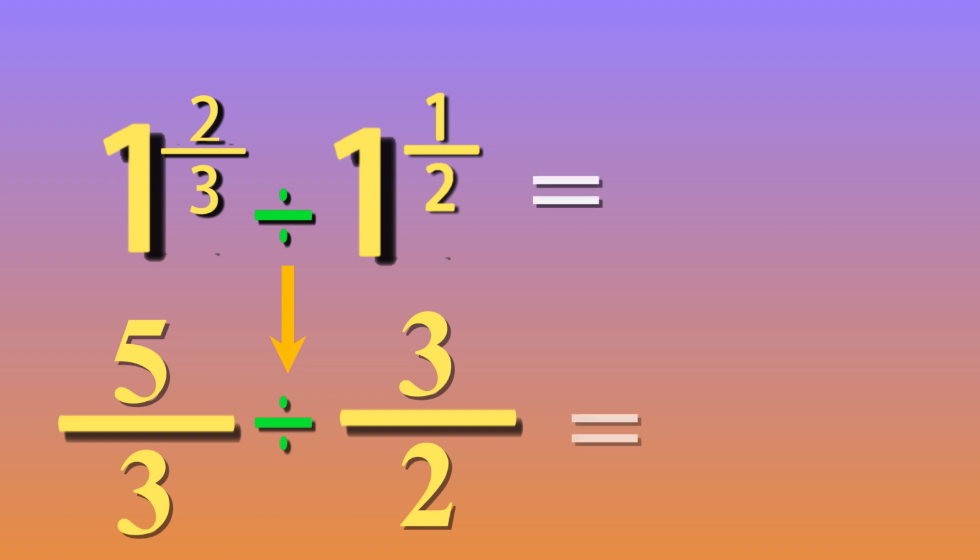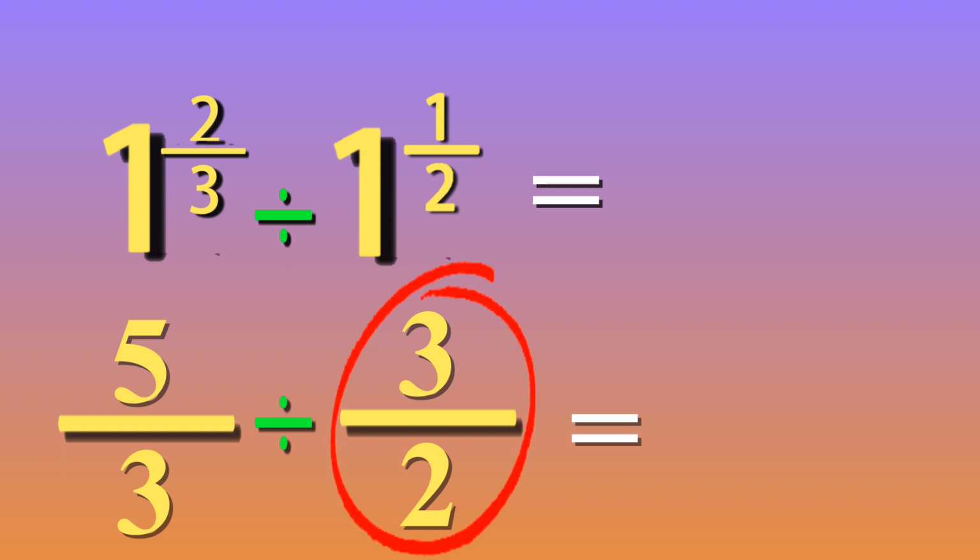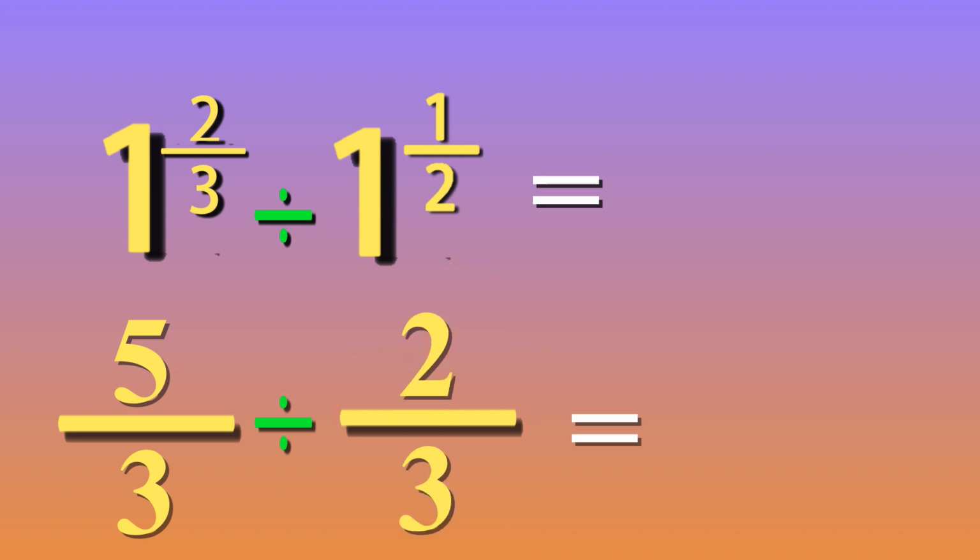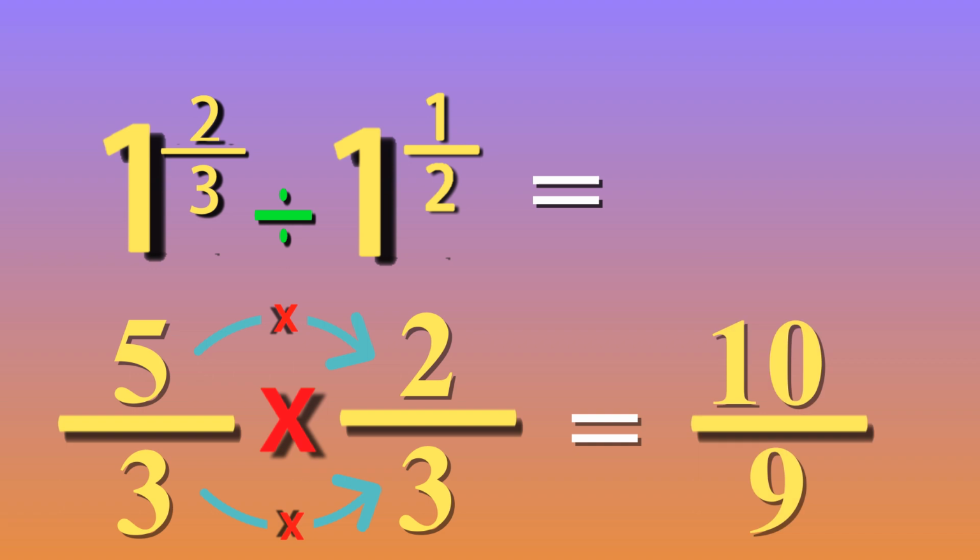For step 2, we invert the dividing fraction and use multiplication instead. The dividing fraction is 3/2, so we invert it to 2/3, and instead of using division, we use multiplication. So 5/3 divided by 3/2 becomes 5/3 times 2/3. Since the numbers are all small, we don't really need to check for cross cancellation, and we can just multiply horizontally, giving us 5 times 2 over 3 times 3, which gives 10/9.